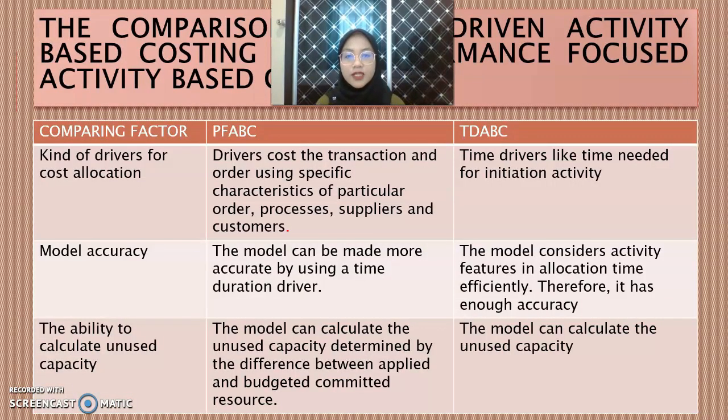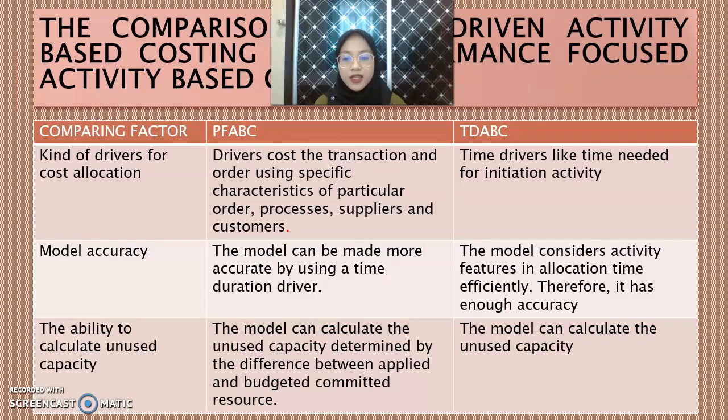And the last one, the comparison between TD-ABC and performance-focused activity-based costing. So we look at the kind of driver for allocation. For PFABC, driver costs the transaction and order using specific characteristics of a particular order, process, supplier, and customer. While TDABC uses a time driver, like time needed for initiating an activity.